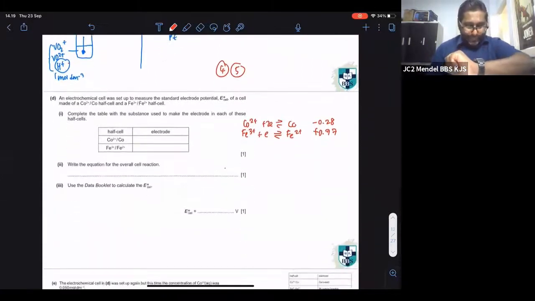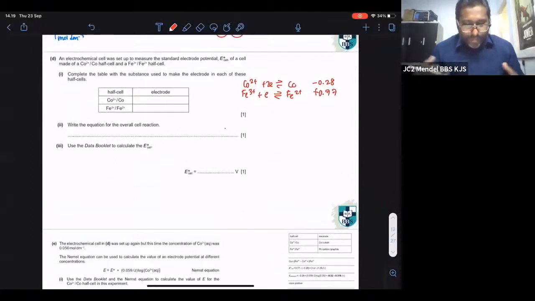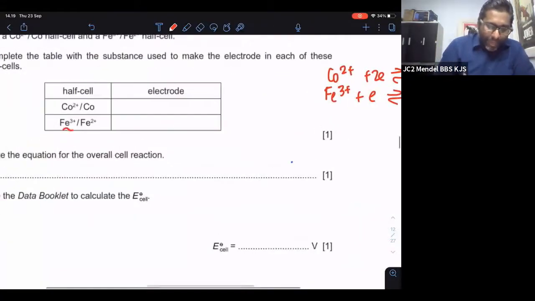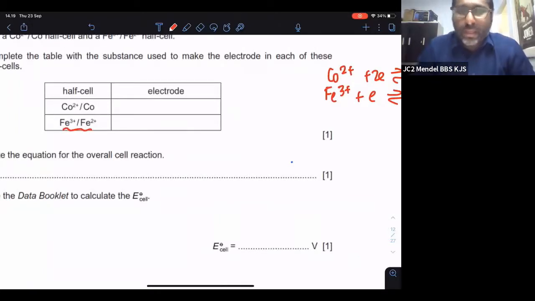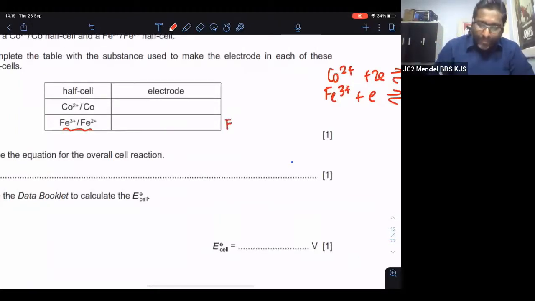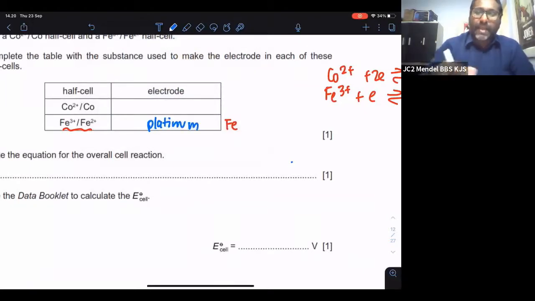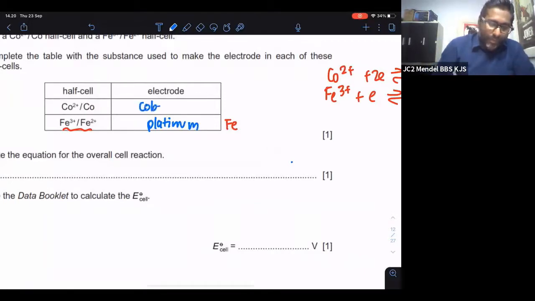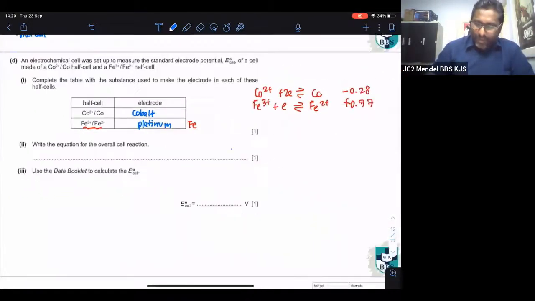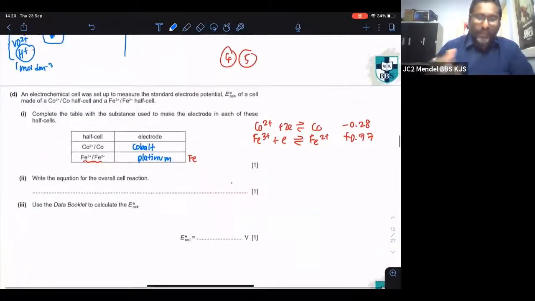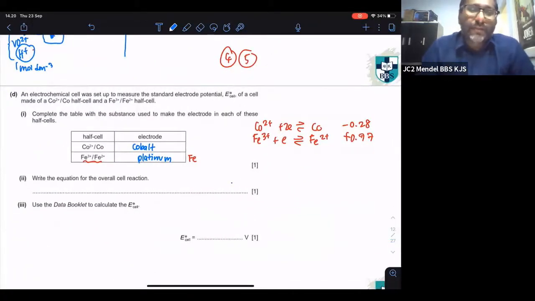Now, if you look at the next question over here, we want to complete the table with the substance used to make the electrode. Do remember, this is ion-ion. If you have ion-ion, the electrode is not Fe. Please remember that. The electrode is going to be platinum. Always remember, it's platinum. And then Co2 plus, cobalt is a metal ion, so you must use cobalt, the metal itself. That's why I told you to please use platinum, because they will ask in the question. Yeah, so they do ask.